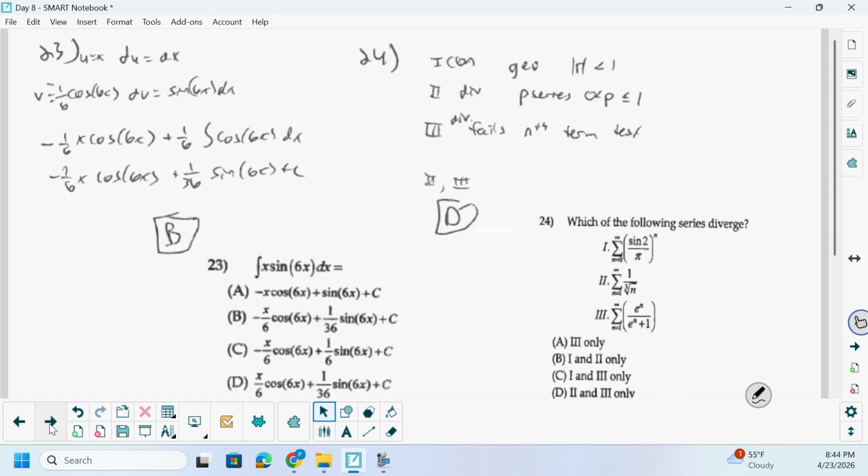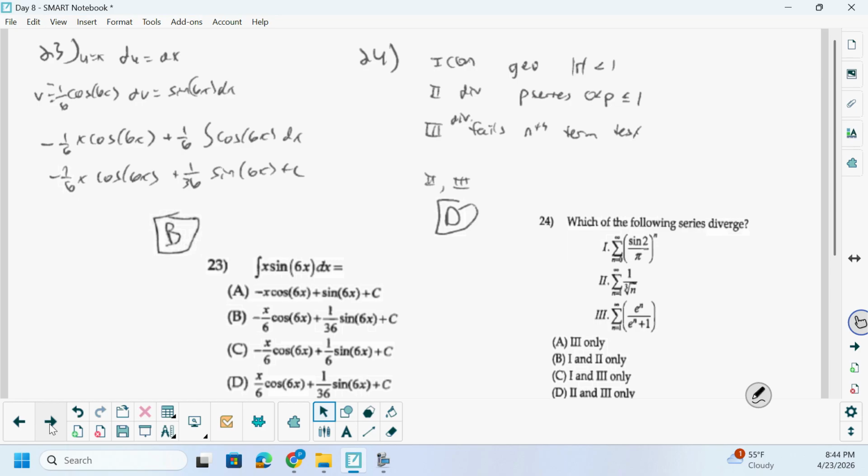For 23, this is an integration by parts with LIPET. We don't have any logs or inverse trig, so let u equal the x. The dv is sine of 6x. We do have a little correction of 1/6 when we do our antiderivative of the sine 6x. Sine's antiderivative is a negative cos. My negative is up there a little bit above the 1 on the 1/6. So then do your uv. When you do minus integral of v du, I pulled out my minus 1/6 to make it a plus 1/6 in front of the integral. Do another correction by 1/6 because it's technically a u substitution. And don't forget your plus c on the end. We get choice B.